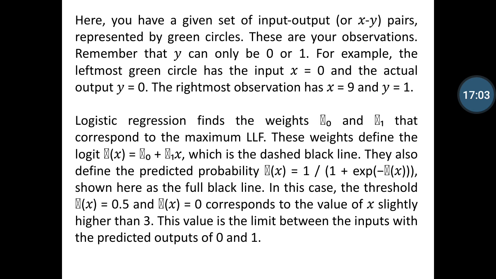They also define the predicted probability p(x) equal to 1 divided by 1 plus exp(minus f(x)). So here is the full black line. In this case, the threshold p(x) equal to 0.5 and f(x) equal to 0 corresponds to the value of x slightly higher than 3. This value is the limit between the inputs with predicted output 0 and 1.